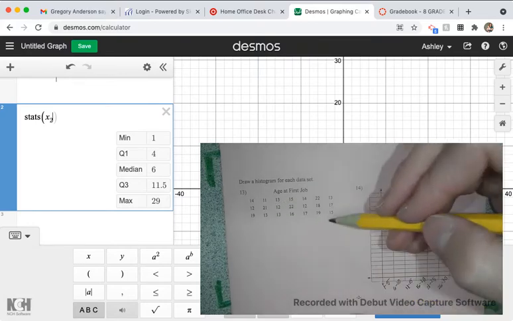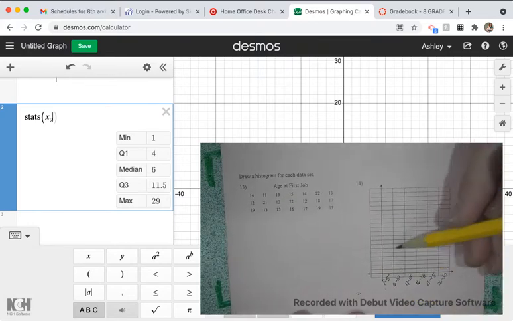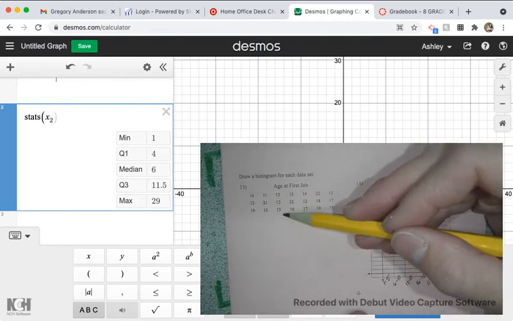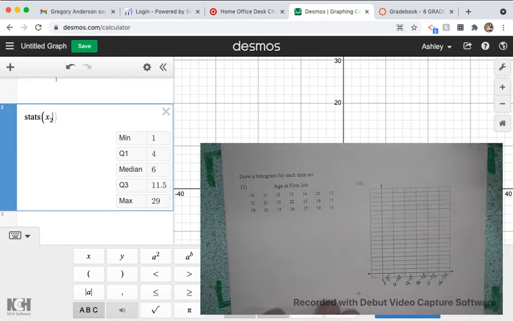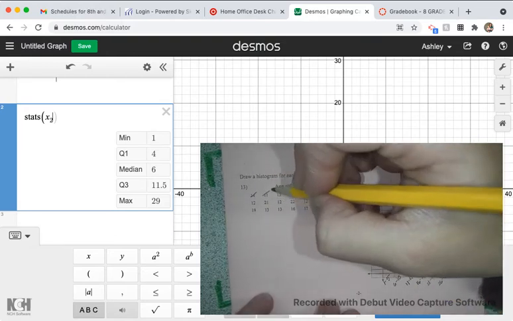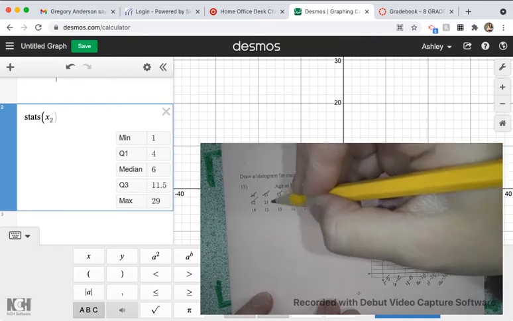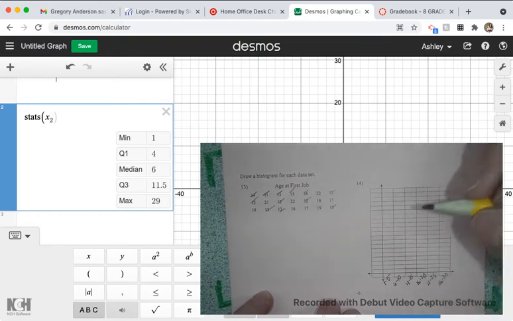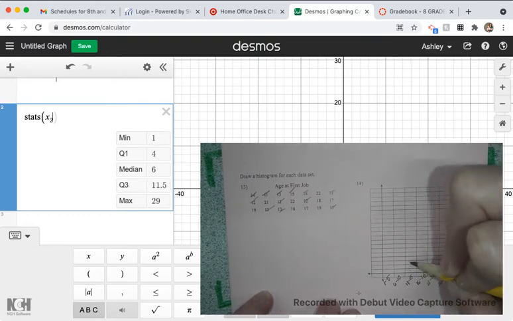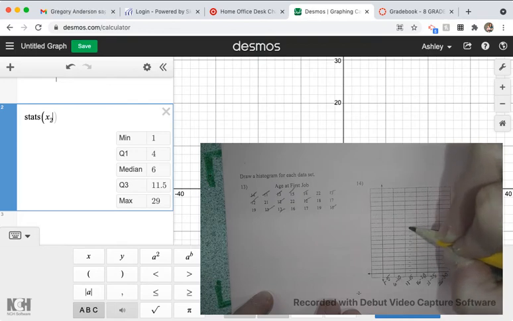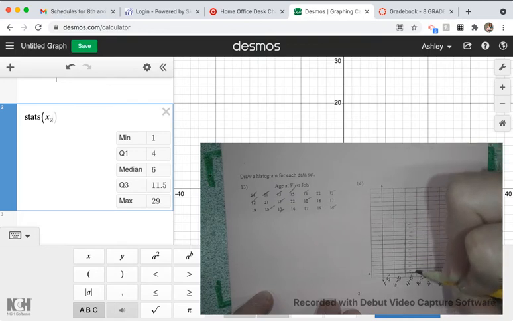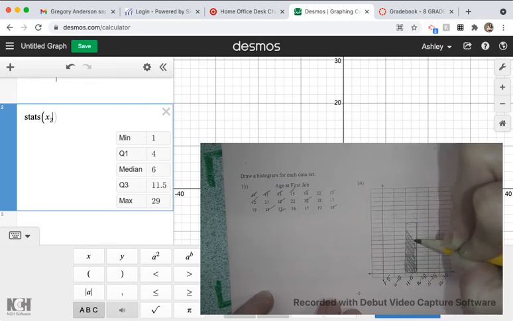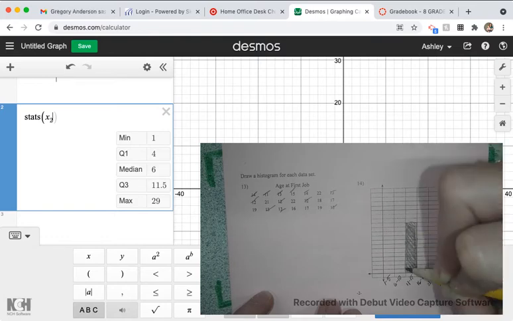So from 1 to 5, I don't have any, so I'm not going to put that on my picture. 6 to 10, I don't see any in there either. 11 to 15, I've got 1, 2, 3, 4, 5, 6, 7, 8, 9, 10, 11, 12. So I have 12 of those. So we count how many we had to represent that range of data, and then we draw our bar. And this creates our histogram.